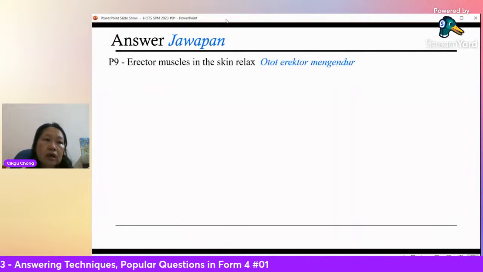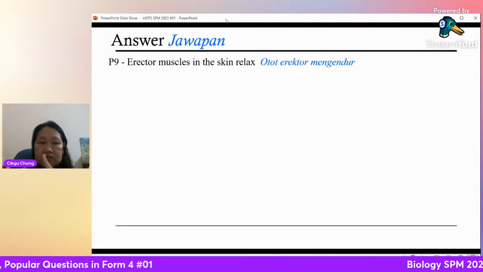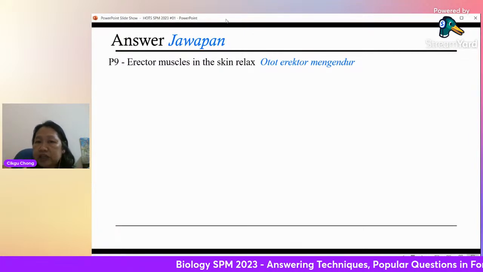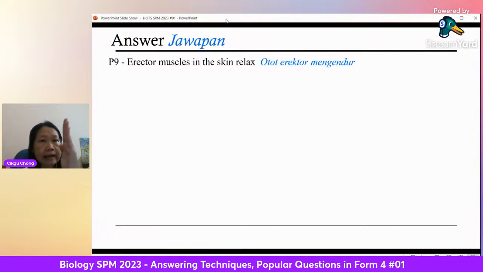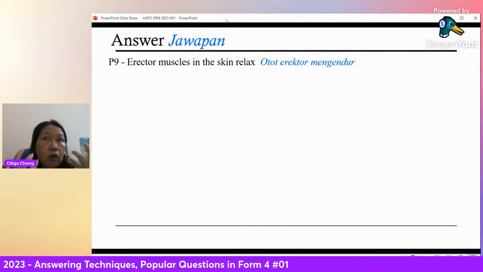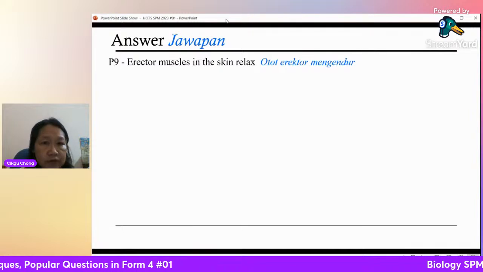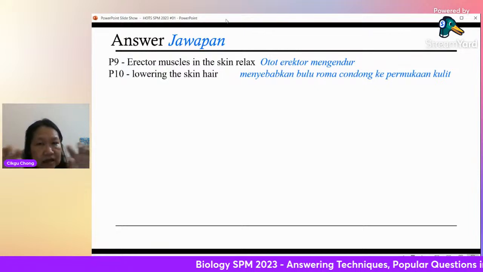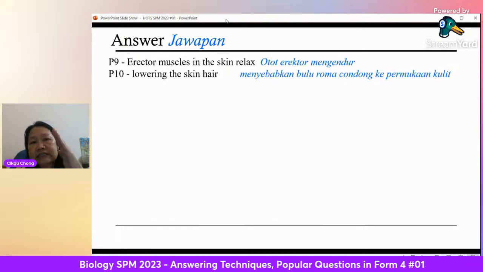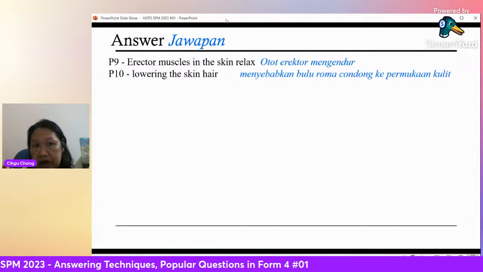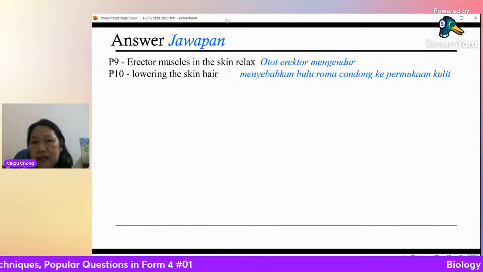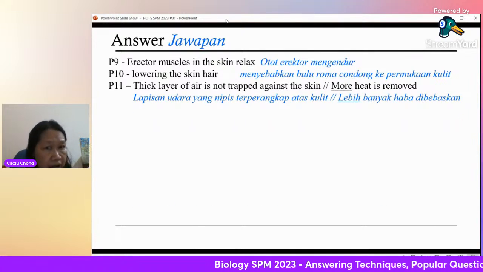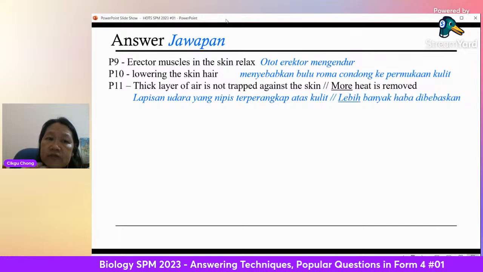Next, more. Besides that, the erector muscles in your skin will relax. They will not contract. Because when they contract, your hair will stand up. Your hair will stand up normally because you're cold. You want to trap more heat. But now you're very hot. You want to release the heat. So you do not want to trap a layer of air. So your hair is all lower, menyebabkan bulu roma condong ke permukaan kulit. So it's lower, it traps only a thin layer of air. Or you say a thick layer is not trapped. Or you can say a thin layer of air is trapped against the skin.